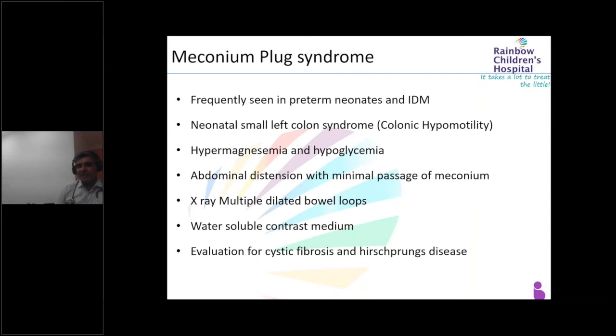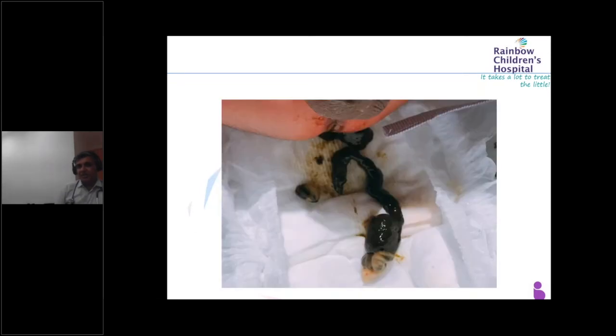X-ray will again show multiple dilated bowel loops, and on giving a water-soluble contrast medium like gastrografin, the meconium usually gets evacuated. But we should evaluate these patients for cystic fibrosis and Hirschsprung's disease because they can coexist along with meconium plug syndrome. This is a picture of a meconium plug which was present in a baby delivered at 35 weeks, who was not passing stools. On giving washes, we could evacuate the meconium plug from the anal opening.